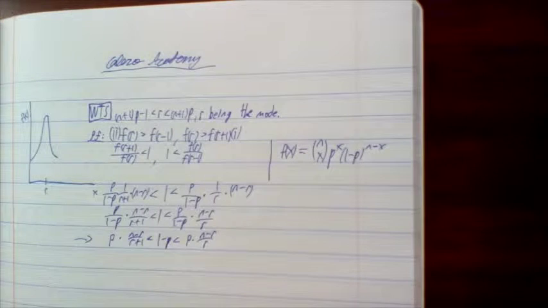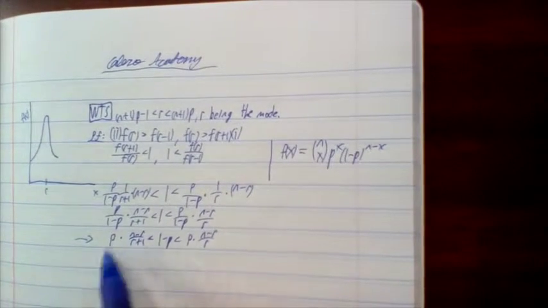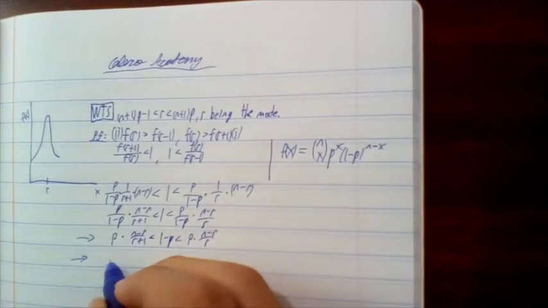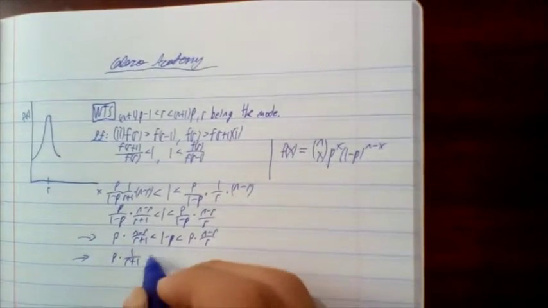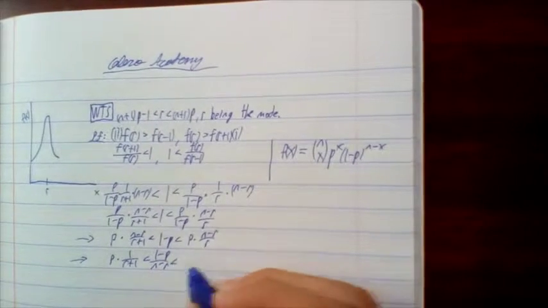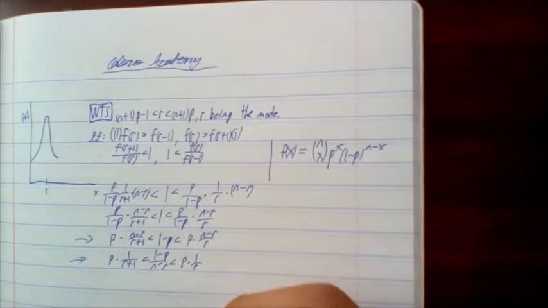Next, let's go searching for other things that we can do. N minus r looks like an obvious candidate because it's not going to be too hard to divide the middle bit by n minus r. Dividing again, we get that p times 1 on r plus 1 is less than 1 minus p on n minus r, which is in turn less than p times 1 on r.